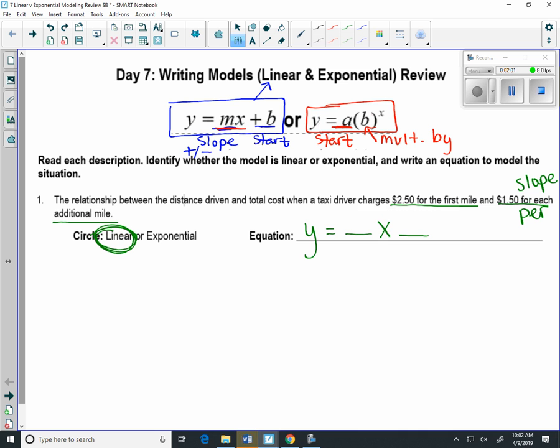That $1.50 for each additional mile needs to be your slope. That needs to be by the x. So that's where we're going to fill in $1.50 here. And then that $2.50 for the first mile, that's your starting amount, that's your basic fee, that's where you start. And that's a positive $2.50. Don't lose points for forgetting that plus sign. Sometimes you start at a positive amount, sometimes you start at a negative amount. Make sure you have a plus or a minus sign there. Guys, these are the same as on your paper, you just don't have the blanks.